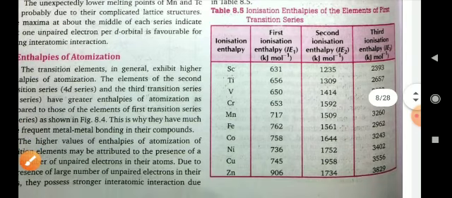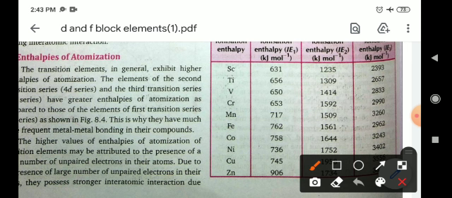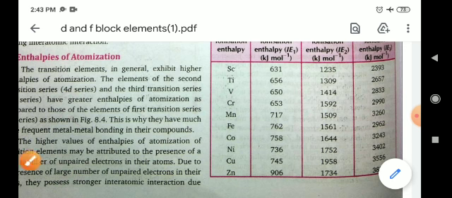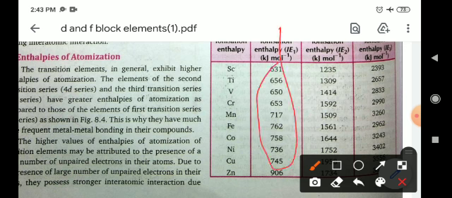Scandium first ionization enthalpy 631. You can see here that on moving along a series the ionization enthalpy of the elements increases because removal of an electron becomes difficult. And why does this difficulty come? Because as the electrons increase in the valence shell, the force of attraction between the nucleus and the valence shell increases, and hence to remove one electron from the valence shell we have to apply more energy, due to which the ionization enthalpy increases in a series.